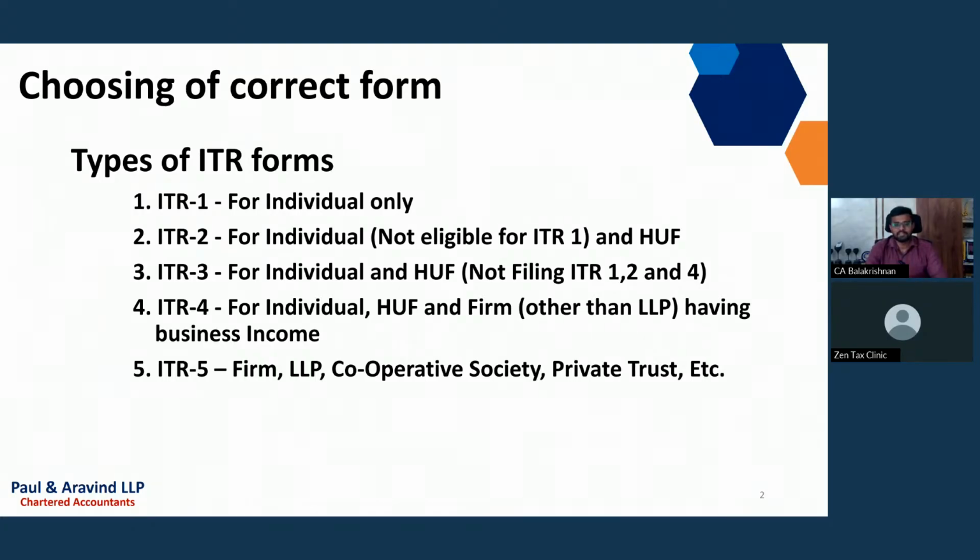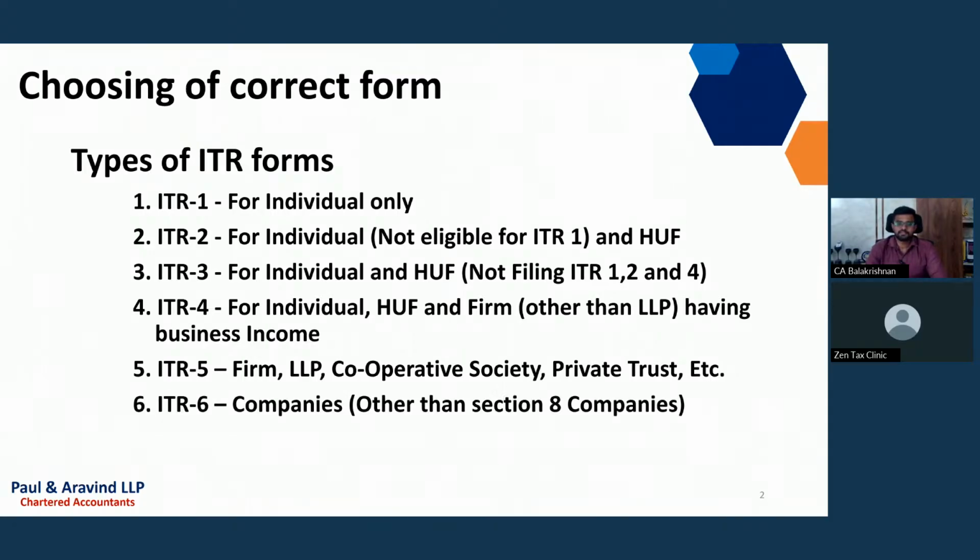That is, ITR 5 is applicable for firms, LLPs, cooperative societies, private trusts and other assessees for whom no exclusive ITR form has been prescribed. ITR 6 is for companies, all companies other than Section 8 companies. For Section 8 companies, ITR 7 is applicable. ITR 7 is also applicable for trusts, including charitable and religious trusts.